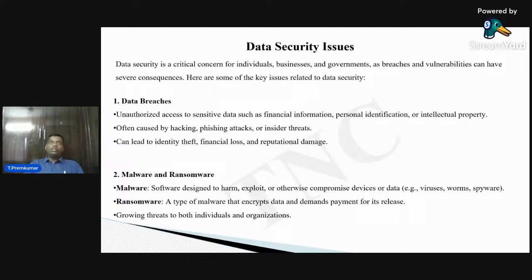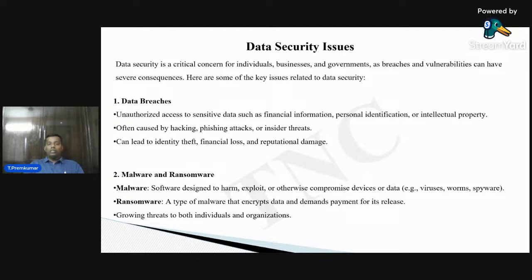Next, we'll see about the issues. Whatever the application, whatever the technology we have in the computer field, whether hardware or software upgrades, we will definitely come to know that there are advantages as well as disadvantages.